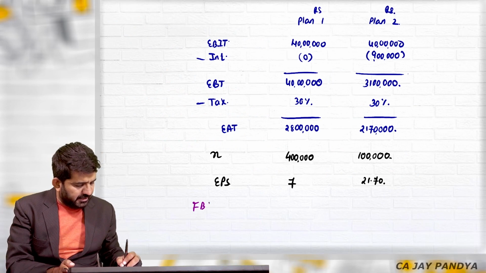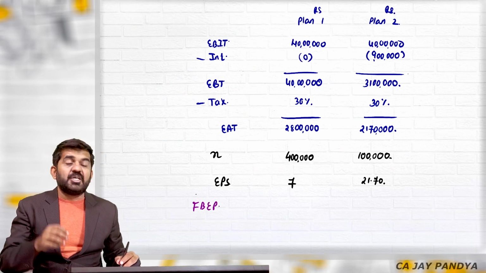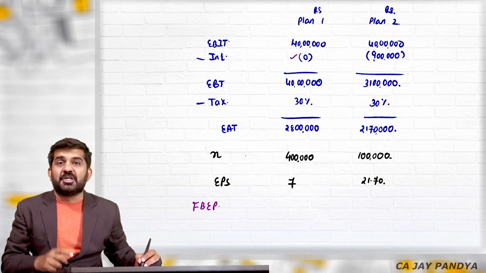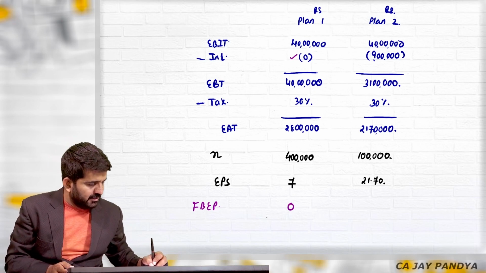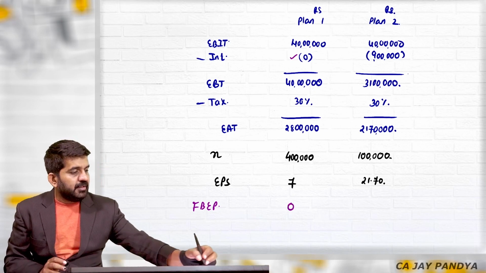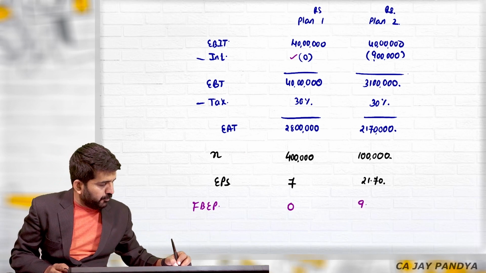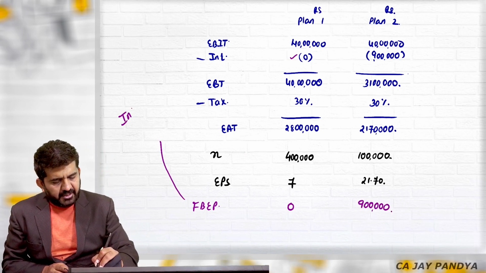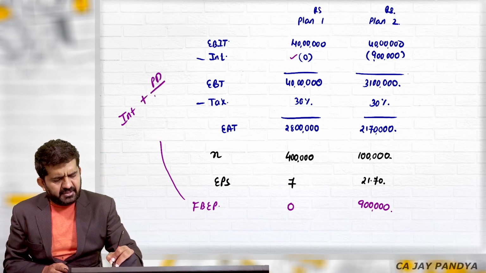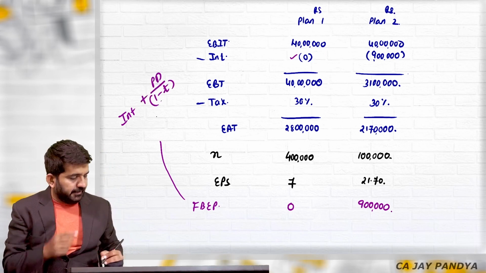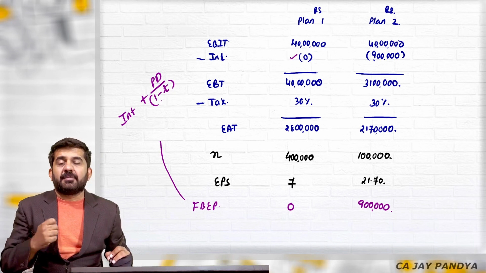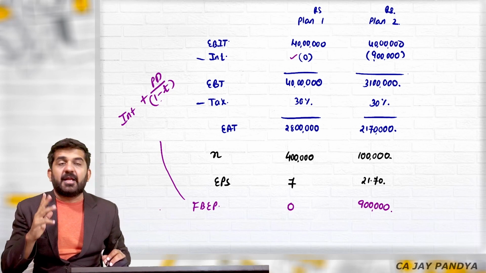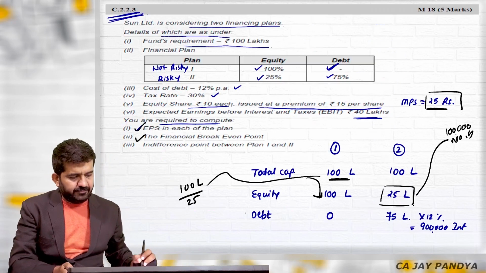Financial break-even point is equal to interest. Here interest is 0. Preference dividend is not there. So it will be 0. Your financial break-even point is equal to interest, which is 9 lakhs rupees. Those who have forgotten, it is interest plus preference dividend upon 1 minus T. So financial break-even point in plan 1 is 0 and plan 2 is 9 lakhs rupees.